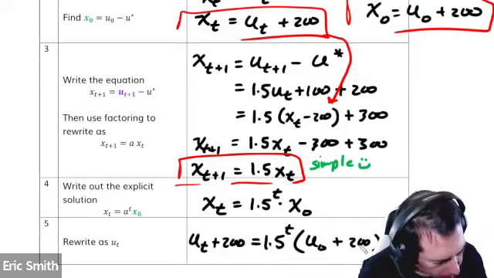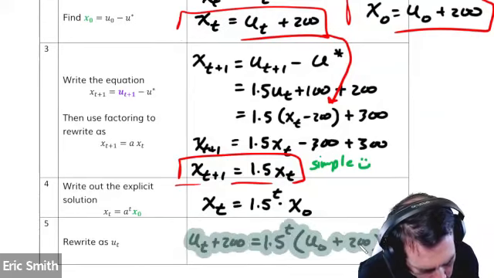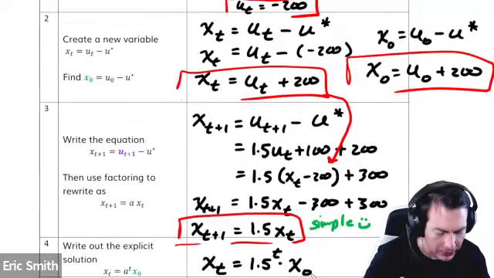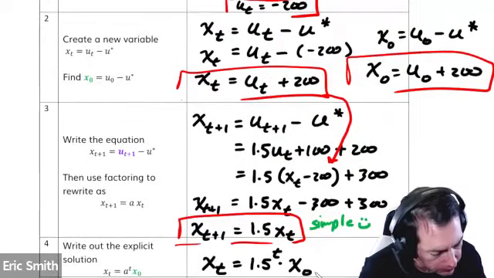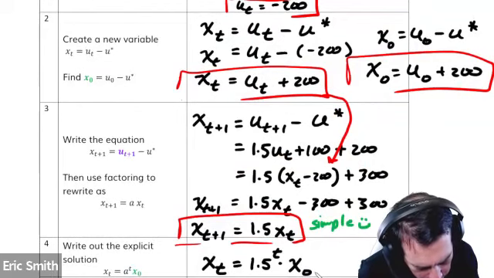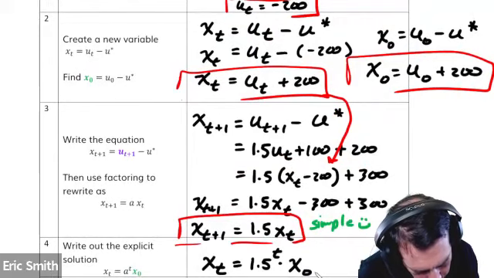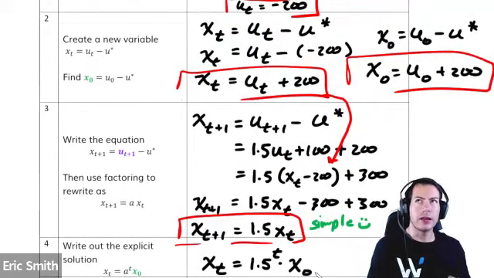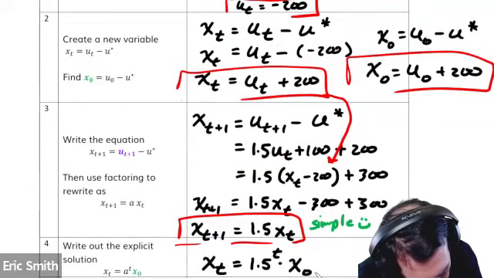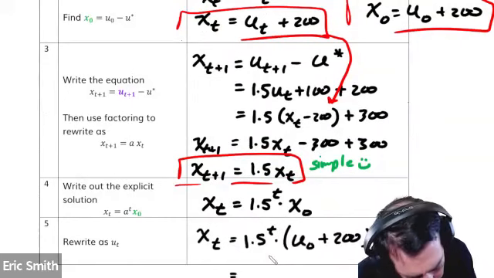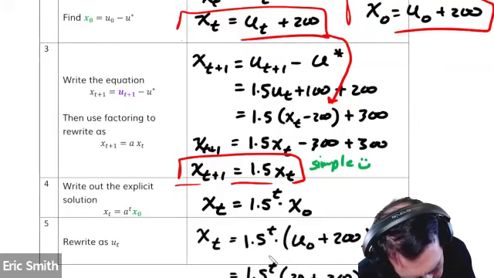Oh, I forgot something. I forgot that I have my x sub 0 that I could go ahead and replace. Let's go ahead and do that real quick. 1.5 to the t, because the starting amount would be the x sub 0. Yeah, it's u sub 0 plus the 200. And we know that the starting amount for u sub 0 is 20. So 20 plus 200. There we go. 1.5 to the t, 220. There we are.